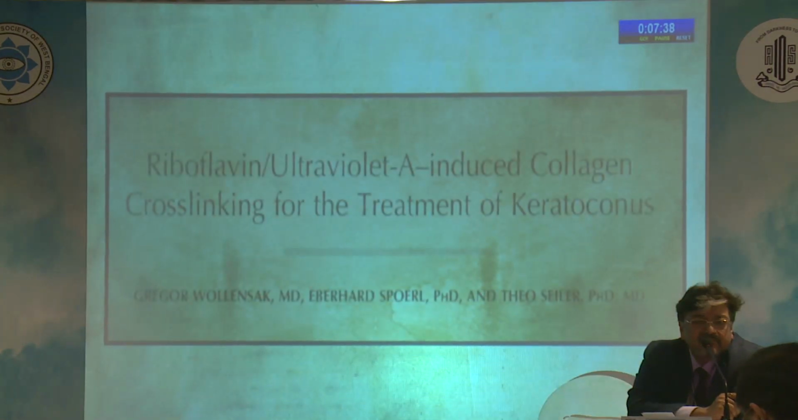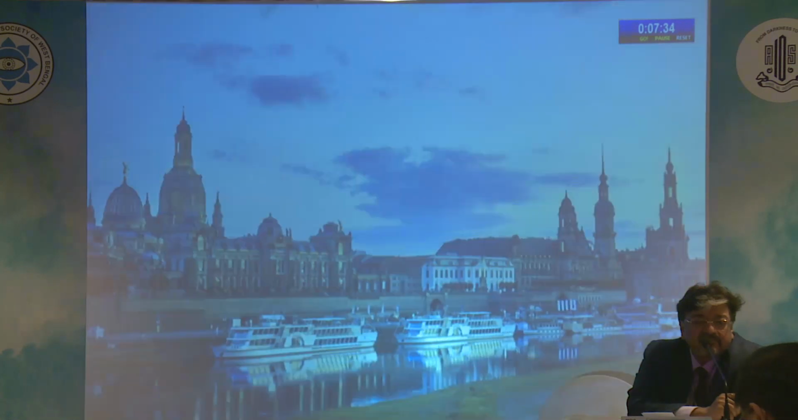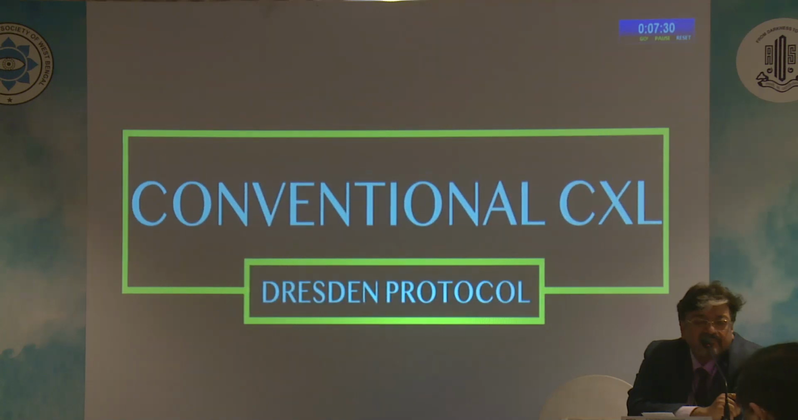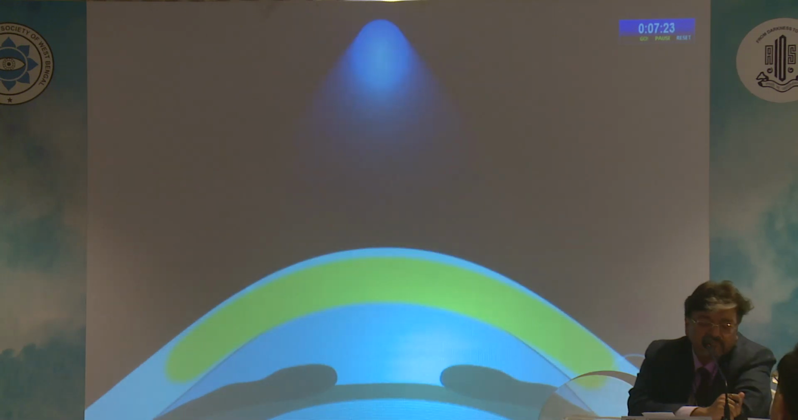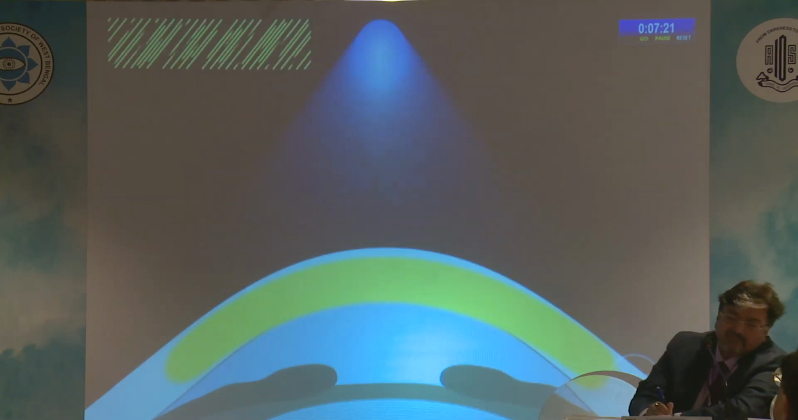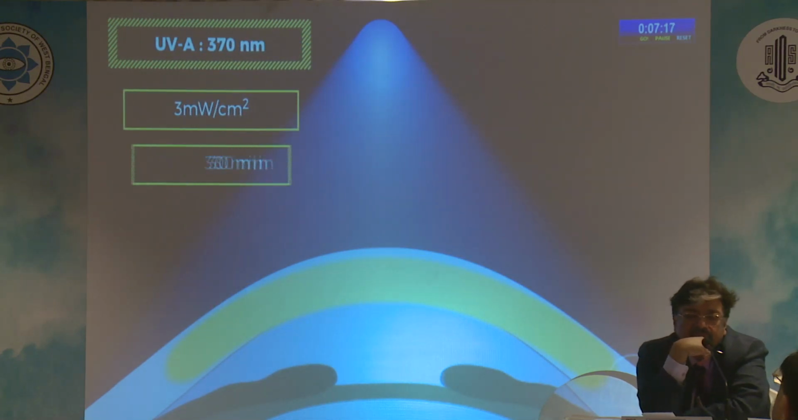In 2003, Wollensak et al. worked on a prospective randomized controlled trial at the University of Dresden, coming up with a conventional CXL, or Dresden protocol, as we know it. In the Dresden protocol, the corneal epithelium is debrided, followed by riboflavin application. UVA light, 370 nanometers in wavelength, is given at 3 milliwatt per centimeter square for 30 minutes.